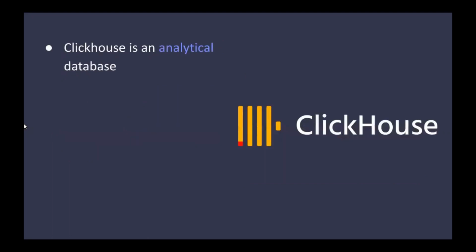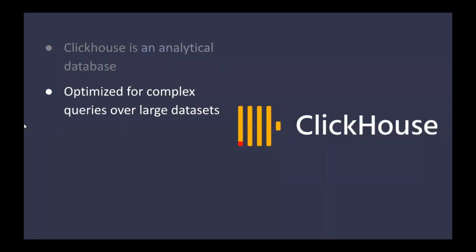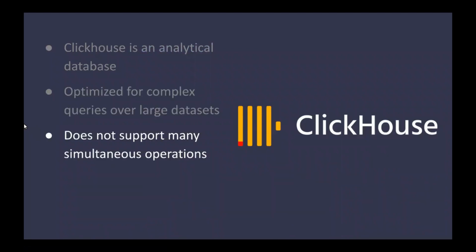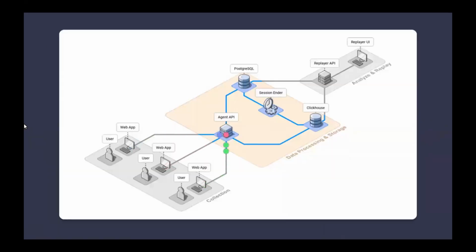In contrast to this, ClickHouse is an analytical database. This means that it is optimized for complex queries over large data sets, but it doesn't support many simultaneous operations. Out of the box, ClickHouse only supports 100 to 1,000 simultaneous queries. So if we were to send all of our event data to ClickHouse by itself, it would be overwhelmed very quickly.